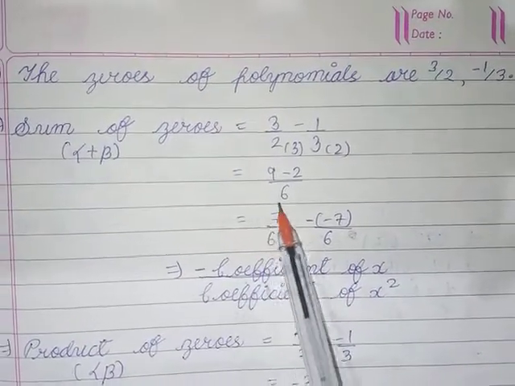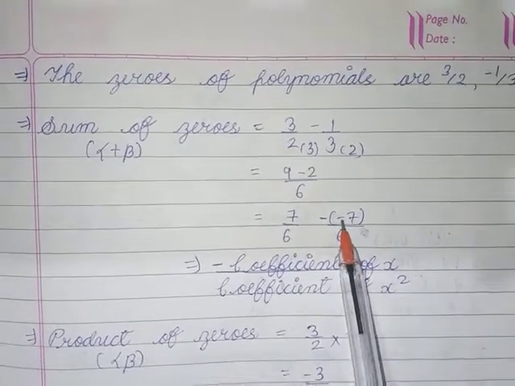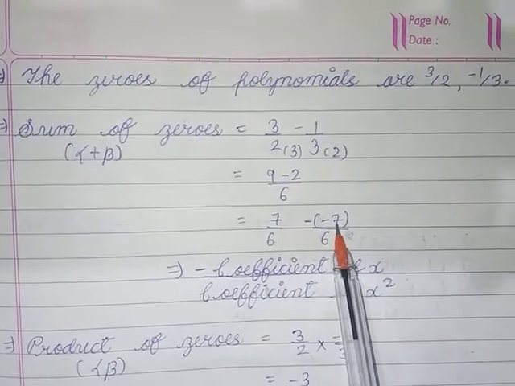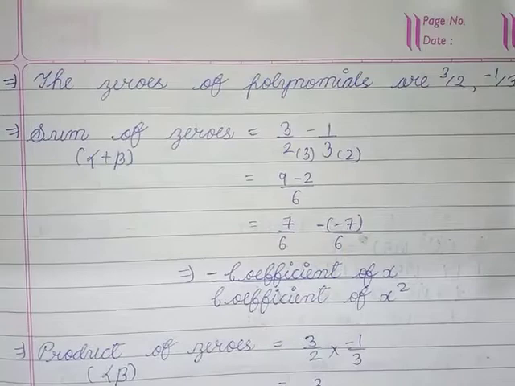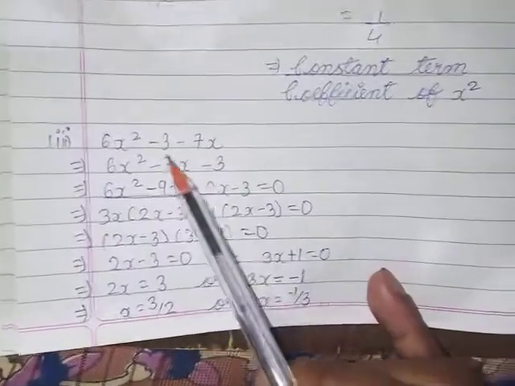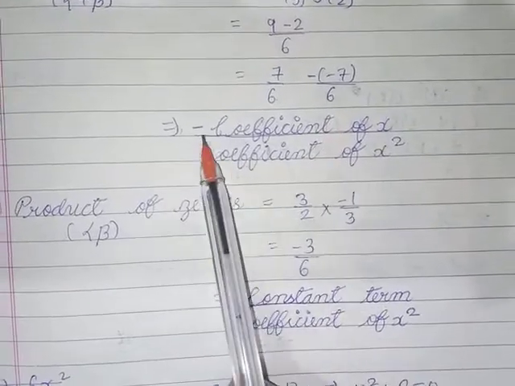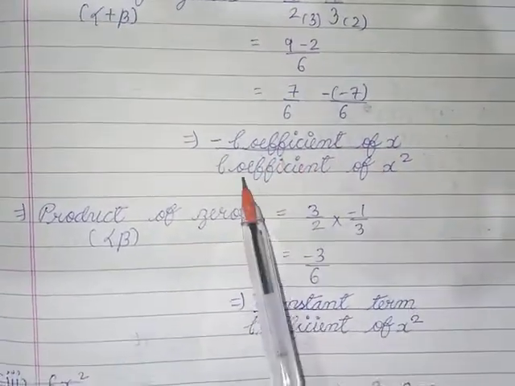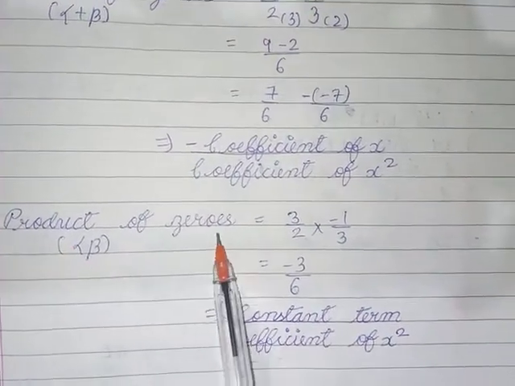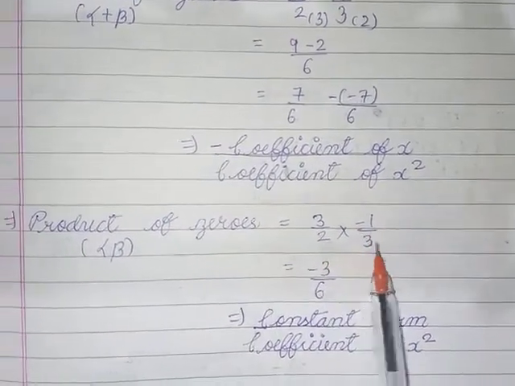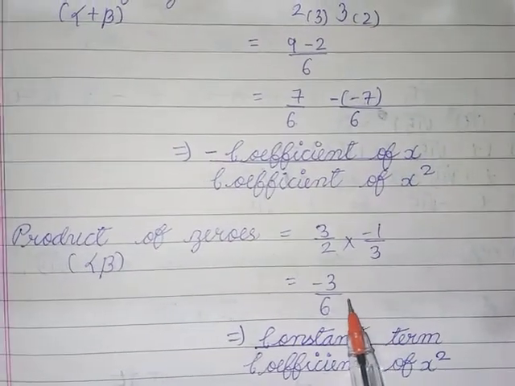So this plus should be split into minus and minus. So one minus is outside, minus 7 is inside. What is minus 7? If you see the original question, minus 7 is the coefficient of x, and 2 is the coefficient of x square. So minus coefficient of x upon the coefficient of x square. So it is verified. Product of zeros, 3 by 2 into minus 1 by 3. The 3s cancel. Okay, minus 1 by 2.